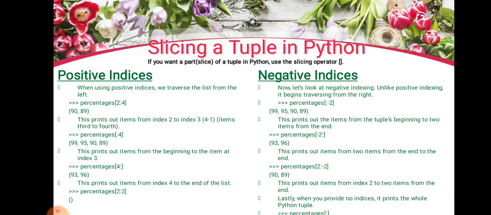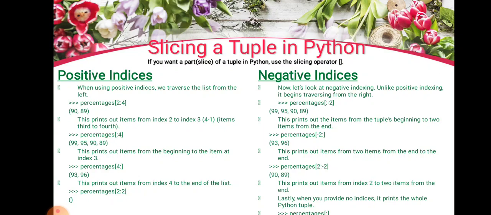Let me have another example here. Same percentages, inside the square brackets I am not giving a start value, just the colon slicing operator with the end value 4. Now it gives 99, 95, 90 and 89. So if you're not giving any initial value, it automatically takes the first element present in your corresponding tuple.